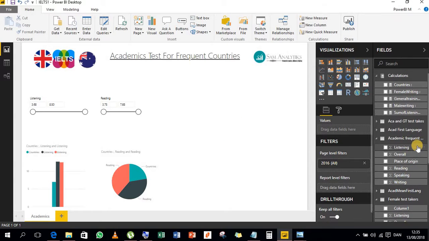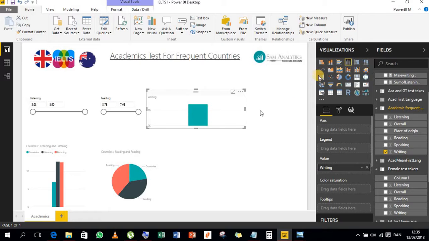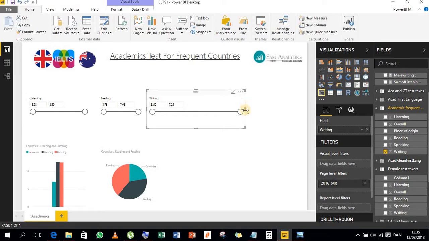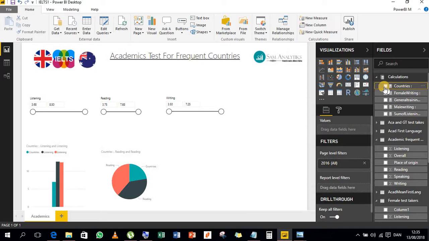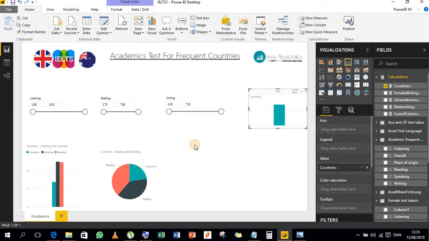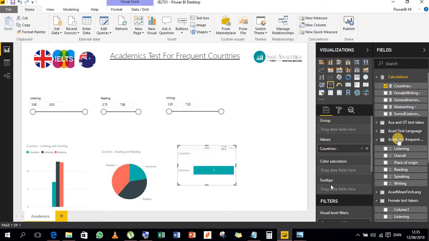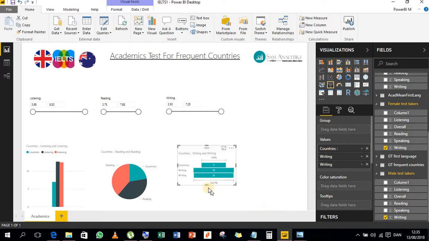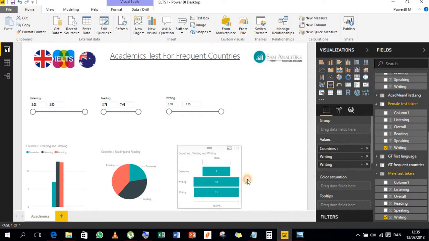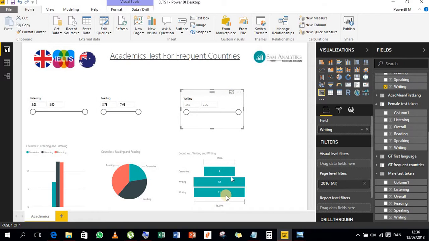Now similarly, if I take my measure as the writing section, and if I take this as a slicer, and drag this to size it up, and this time I take the countries again as my main parameter, and I put this in here, and this time I will use the funnel chart or filter chart, and if I use the female test takers as the writing and the male test takers as again the writing, you can see that the male and female are both not doing so good in the writing part, whereas the female test takers are way ahead in the writing and the male test takers are way low in the writing.